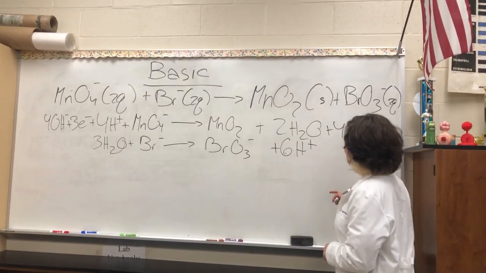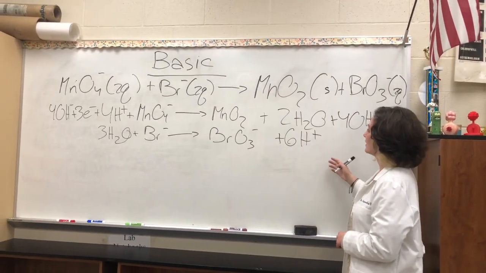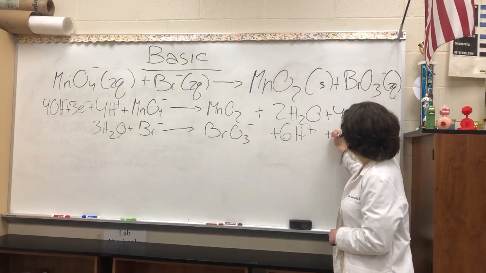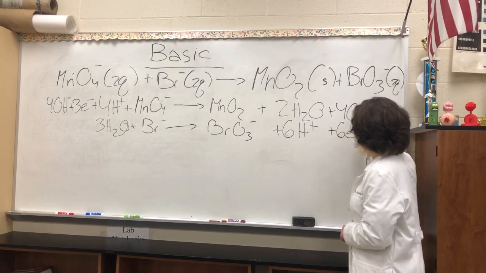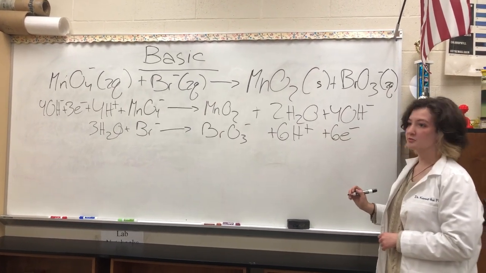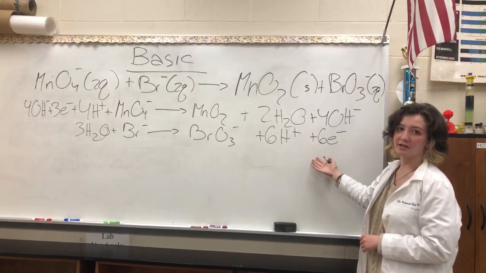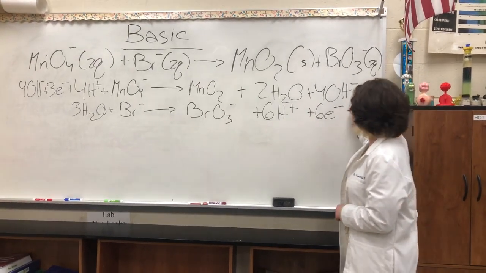There is now an uneven charge. To even out the charge, we have to add a charge of 6 to this side. We will now add the hydroxides to even out the hydrogen in this half reaction as well.